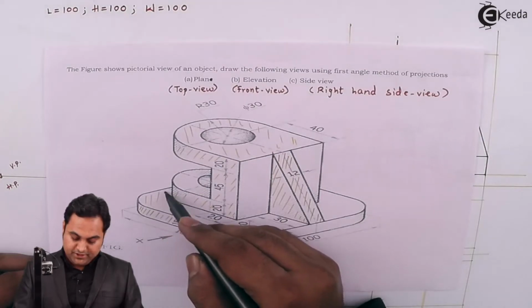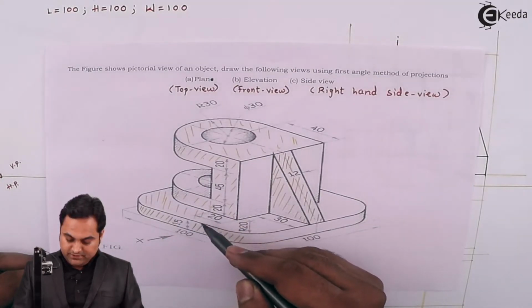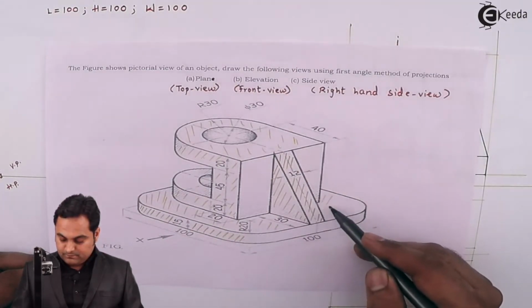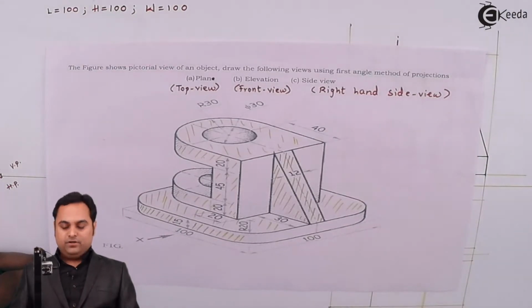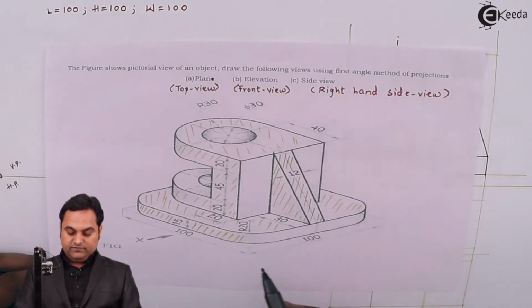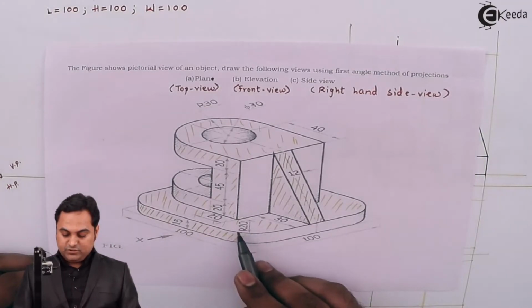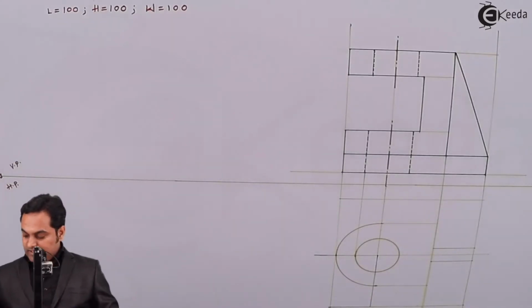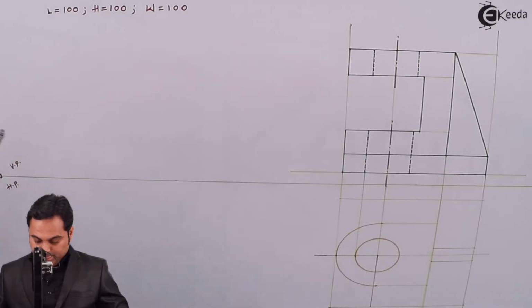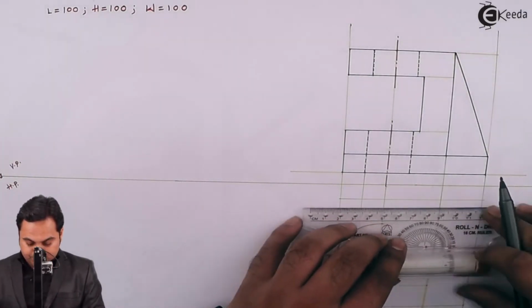Next, when we are looking from top, the complete base is visible, that is the portion which I am shading here. This part is completely visible, and here we see the corners are curved. They have a radius of 20 mm. So next I'll draw that curved part, radius 20.